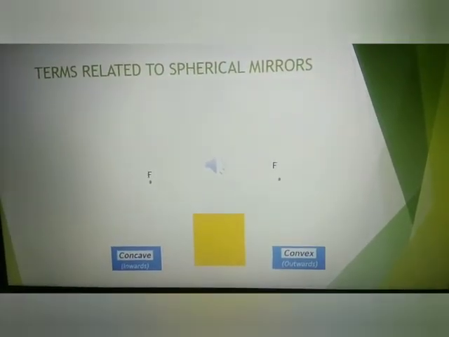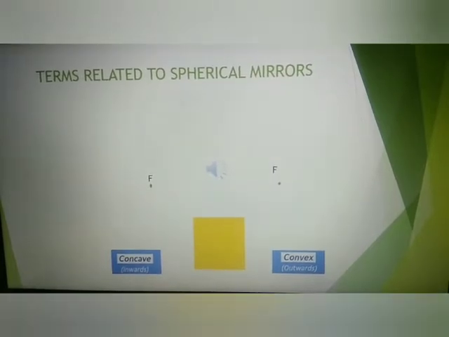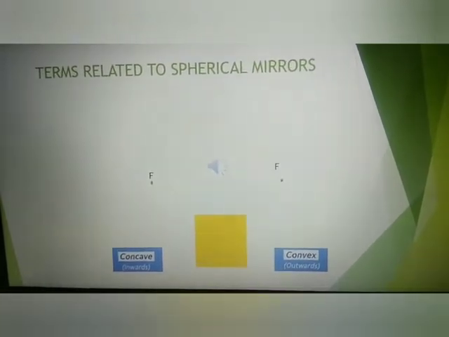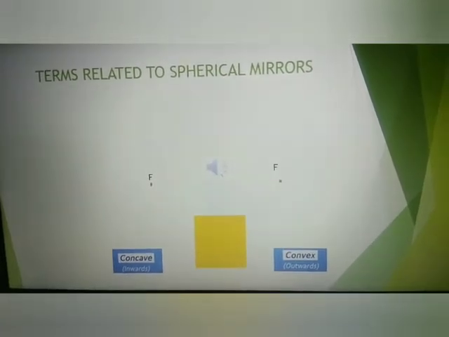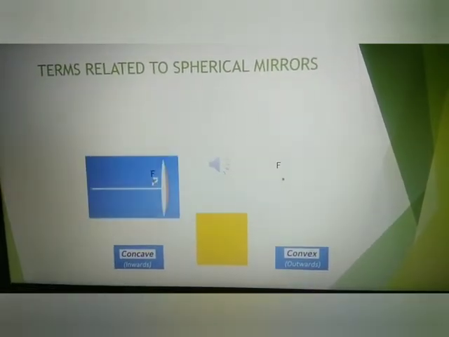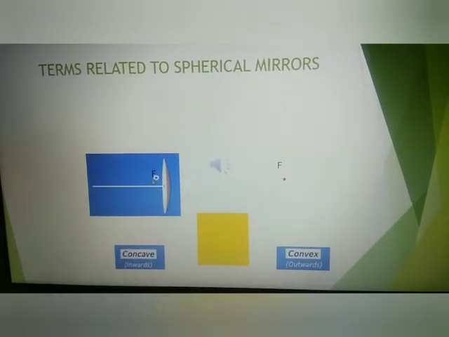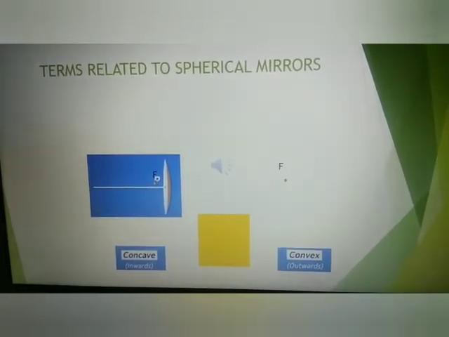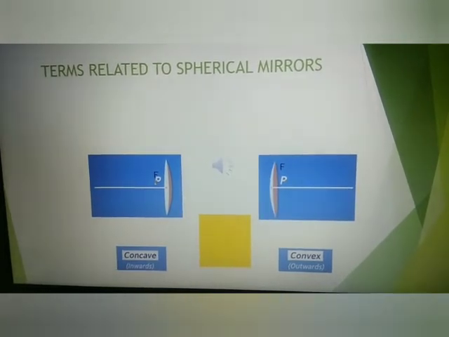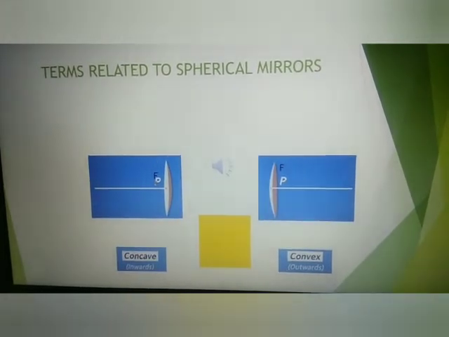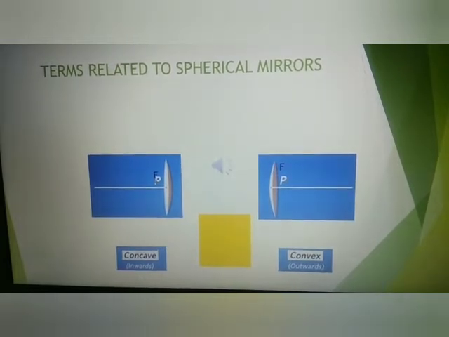So students, before we begin with the image formation in case of spherical mirror, we should know the terms related to the spherical mirrors. So here you can see first is the concave mirror which is curved inwards, and convex mirror whose polished side is outward.